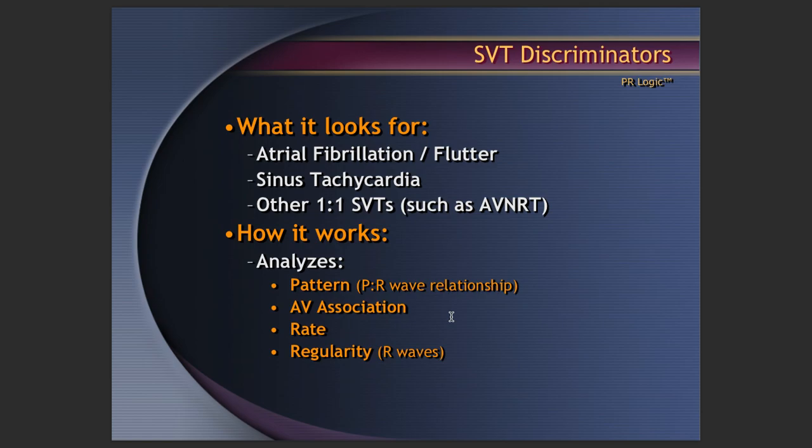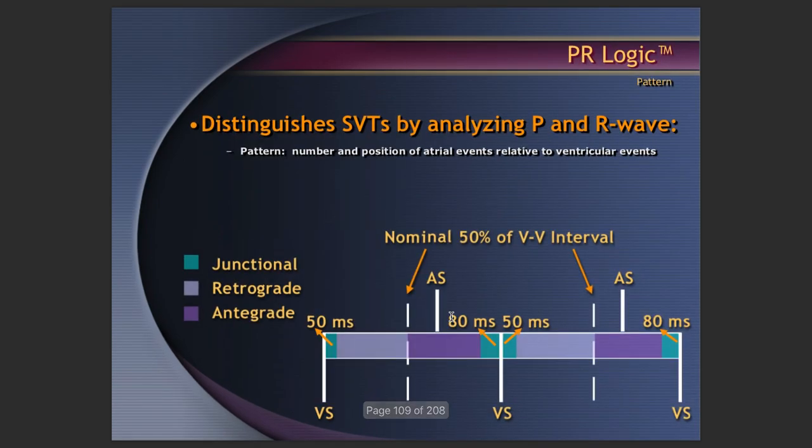And how the analysis works, as I had already said, is it tries to look at the rate, regularity, the pattern, and also the AV association. There is an interesting algorithm which is called PR logic. PR logic tends to distinguish the SVTs by analyzing the P wave and the R wave, in fact. So it looks at the number and position of the atrial events relative to the ventricular event.